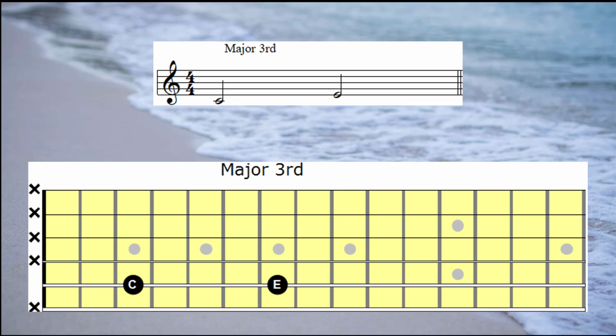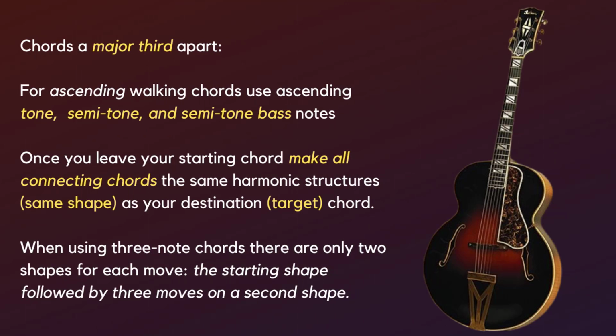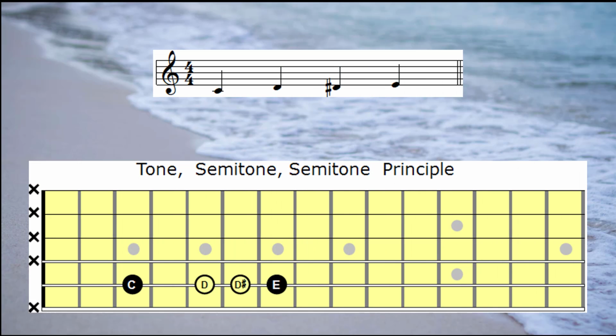And when we do this, we'll see that these 2 notes are 4 frets apart, or what we call a major 3rd apart. And the guideline for creating an ascending bass part between 2 notes that are a major 3rd apart is tone, semitone, semitone. And as you'll see on this next diagram, we have our starting note, the C, as a black dot, and our destination note, E, as a black dot, with the other 2 connecting bass notes marked in as clear dots.